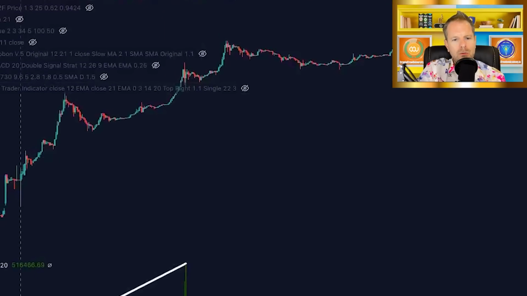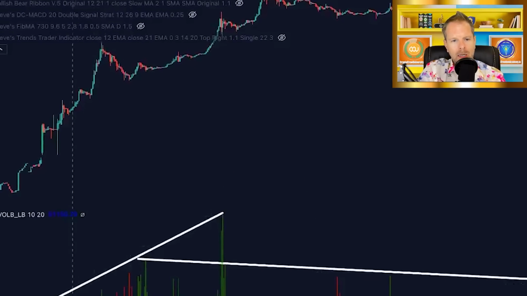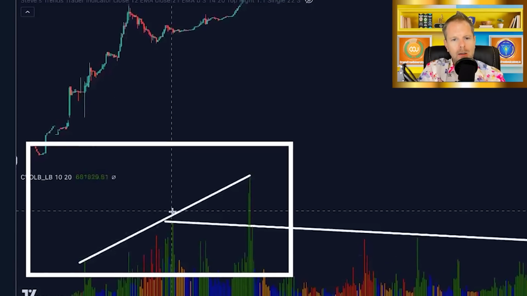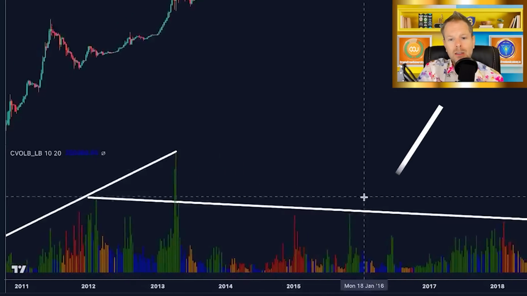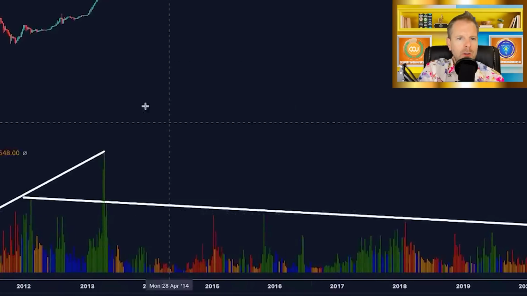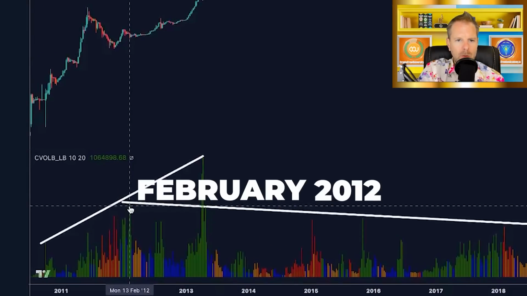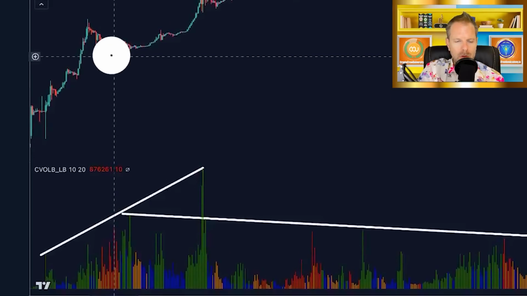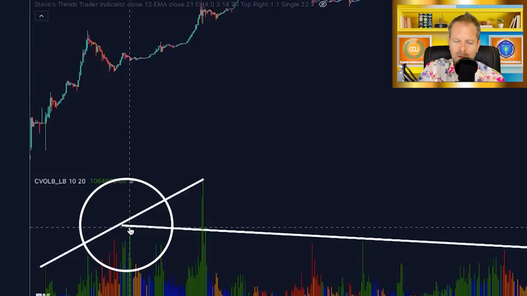So what you can see here is from October 2010 to April 2013, we had these green bars getting a higher high, another higher high, and another higher high. Now, when we look at our second white line, this is where things start to take a turn, because if we look at this green line right here from February 2012, it represented our phase one of the bull. We came out of our short-term bear into phase one of the bull. We had this beautiful green line.